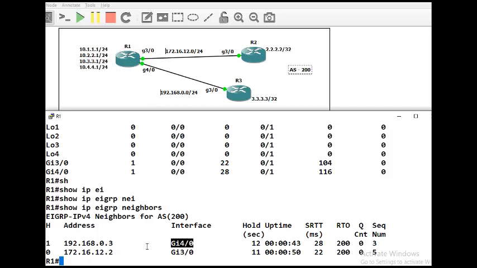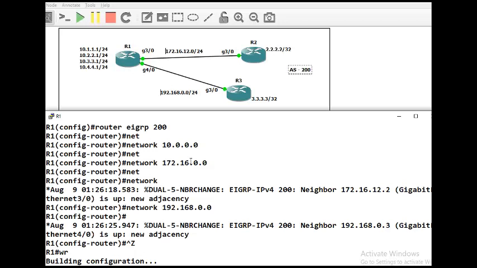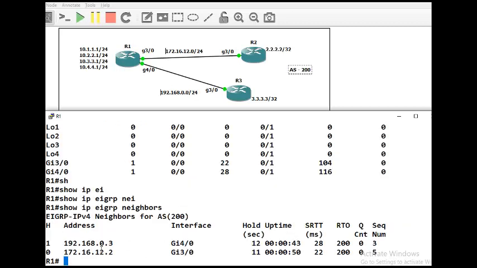Which came first? Router 2 came first. How do I know? You see, number 0 is given to router 2. That's the 0th neighbor. You can even see in the uptime that this has got more seconds than the other one. And if you go up, you can see that I was configuring 172 first. So EIGRP with router 2 came first. That's what you see here, the 0th neighbor.